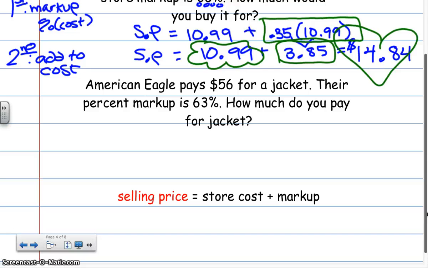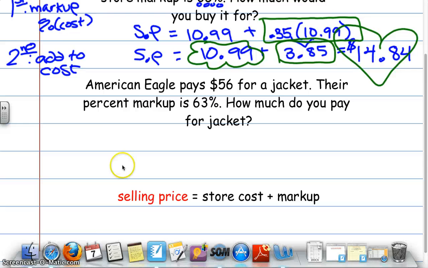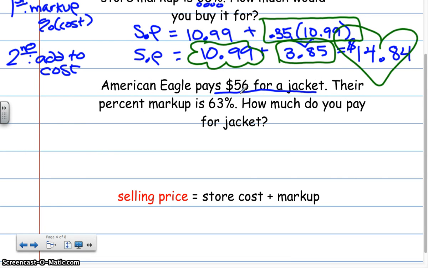How much are we going to pay for the jacket? Okay, so I want everyone to work through this, whether it be on your notes or whiteboard right now. If American Eagle is paying $56 for a jacket, and their percentage of markup is 63, how much are we going to pay?